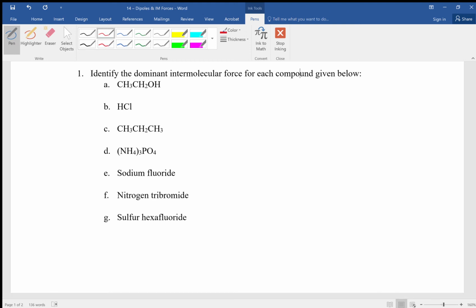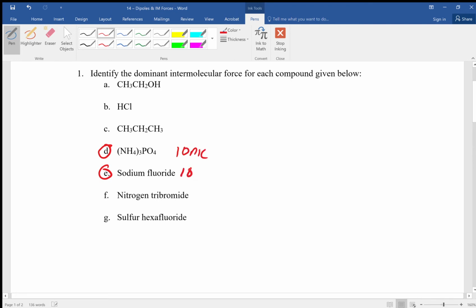So now we should have had a chance to go over and try some of these questions on intermolecular forces. So let's go over them. We can do these in any order, but sometimes with these I like to start with the easy ones. And the two easy ones to me are D and E. Why? Well, both of these are ionic compounds, and we know that for ionic compounds we're going to have ionic type intermolecular forces.